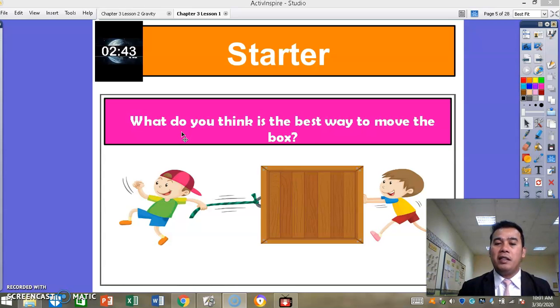You can write your answer in your whiteboard. Okay guys, I hope you wrote the correct word for this particular question. What do you think is the best way to move the box? Maybe some of you answered push, or some answered pull. Both of these words are correct.